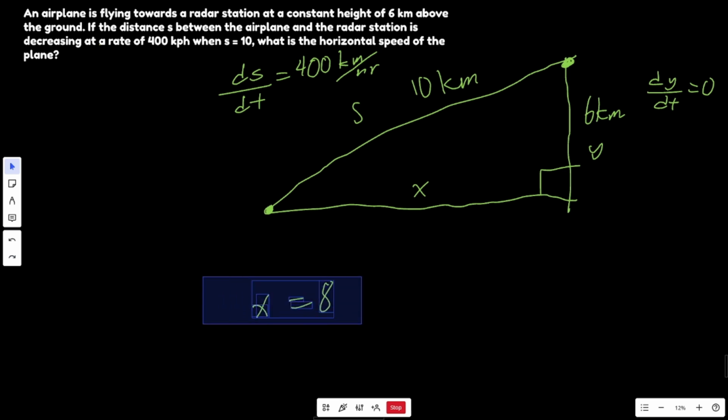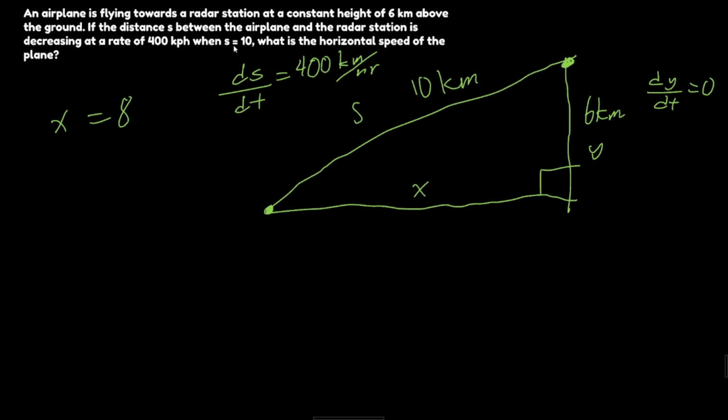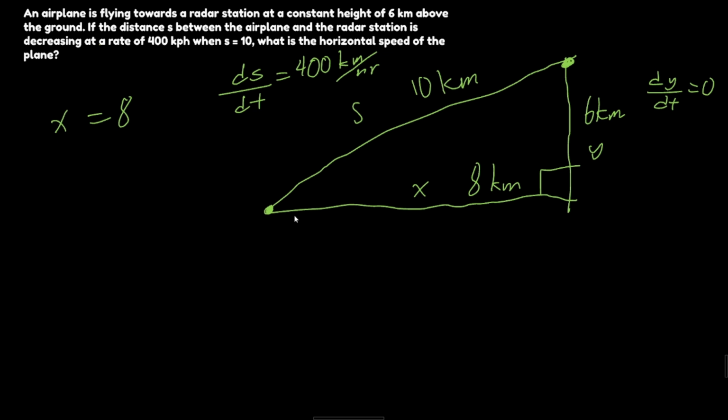How do we move forward from here? We're going to store that for later. We know that at this point in time, in this situation right here, x is equal to 8 kilometers. Now we have to figure out a formula, just like in optimization, a formula that will guide us to the correct answer. The formula that we need to use here is still the Pythagorean theorem.